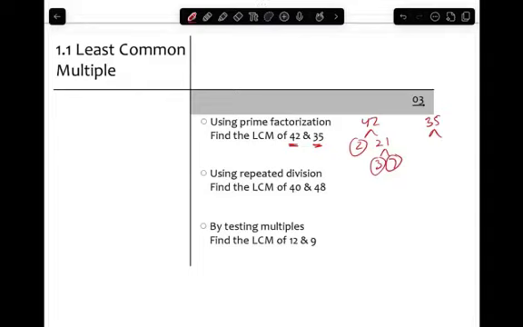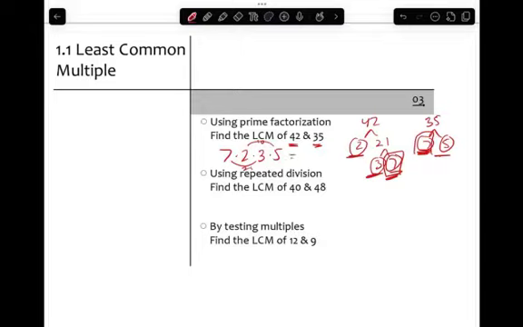And so you find the ones that they have in common and pull them out. So they both have a 7, so we take the 7 out. And then you have to take out all the remaining ones, so 2, 3, and 5. So this would be your least common multiple. When you multiply these together, 2 times 5 is 10, 7 times 3 is 21, 21 times 10 is 210.